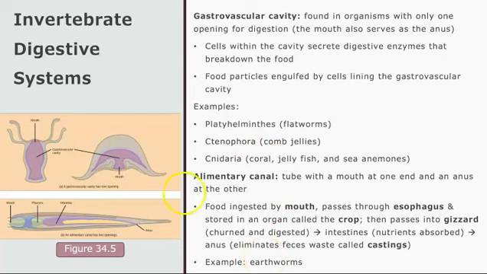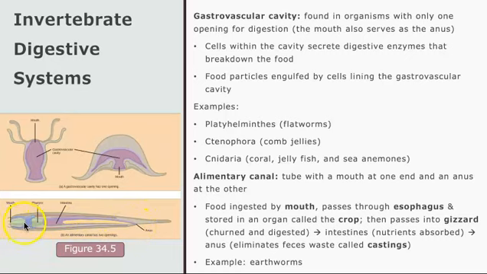And then we have our alimentary canal, which we can see in this figure of a nematode over here. Within our alimentary canal, we are going to see that it is made up of a tube that is going to have a mouth at one end and an anus at the other.